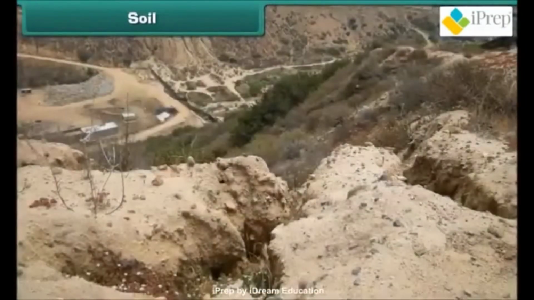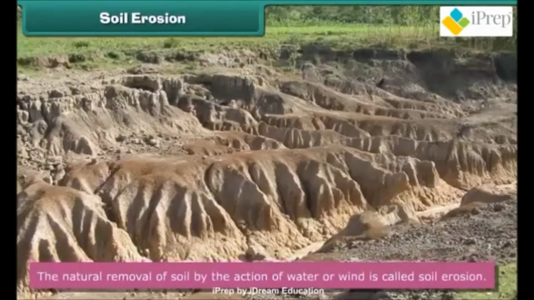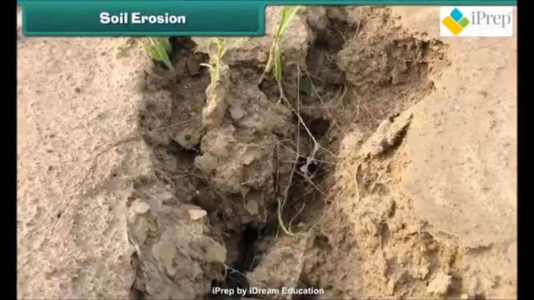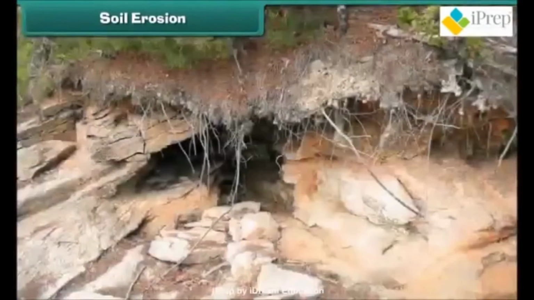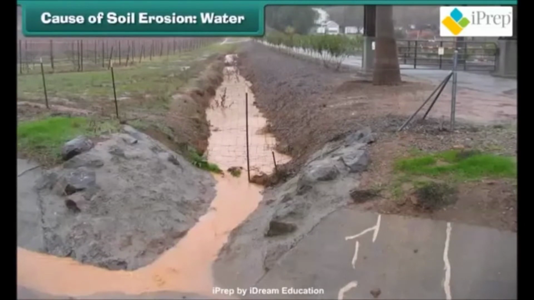But the fertility of soil has decreased significantly. This is mainly because of soil erosion. Come, let us learn about it. The natural removal of soil by the action of water or wind is called soil erosion. Look at the images. The disappearance of the topmost surface and large ditches in the ground are the signs of soil erosion. Friends, come let us know the factors which cause soil erosion.